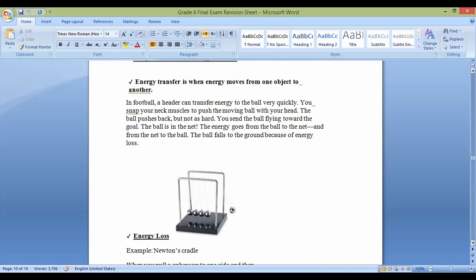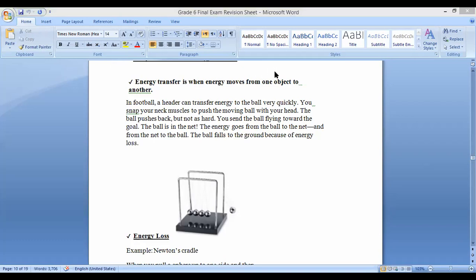The energy goes from the ball to the net and from the net to the ball. Okay? And when you hit the net, now this ball will move the net. And the net also will hit the ball again. So the energy goes from the ball to the net and from the net to the ball. The ball falls to the ground because of energy loss. It loses its energy to the net. Okay? Any question? Is it clear?